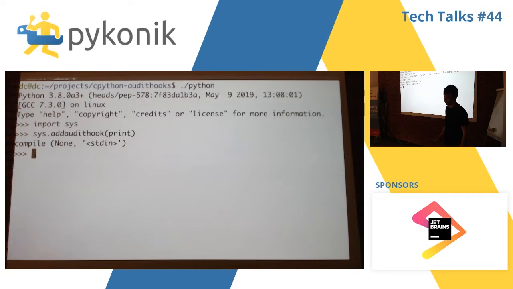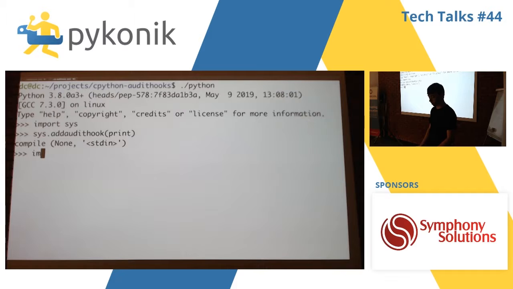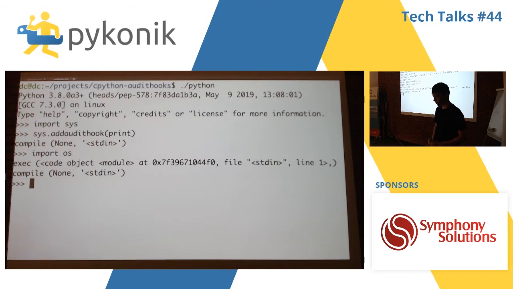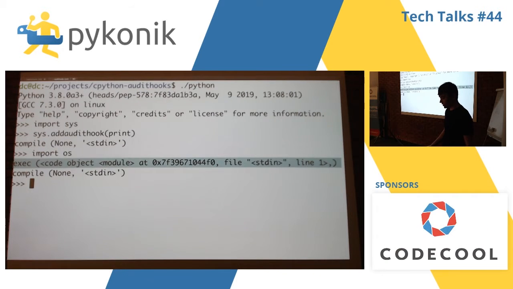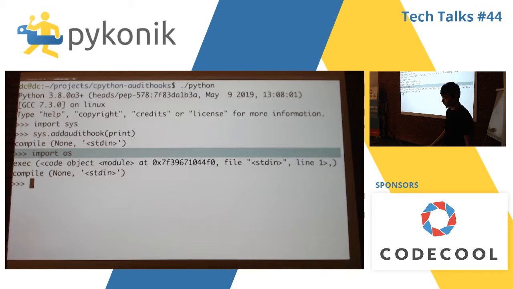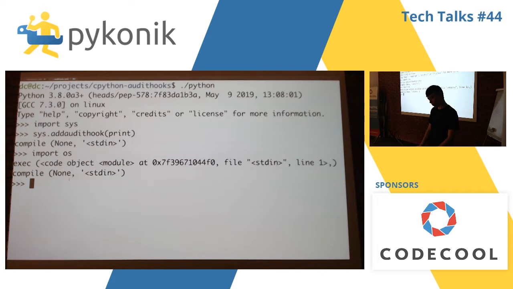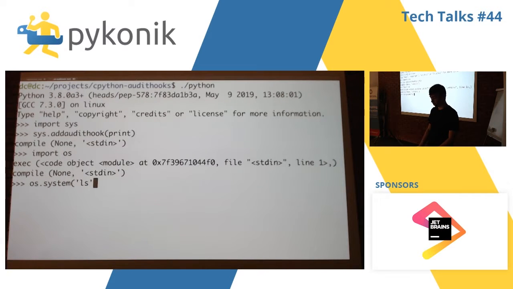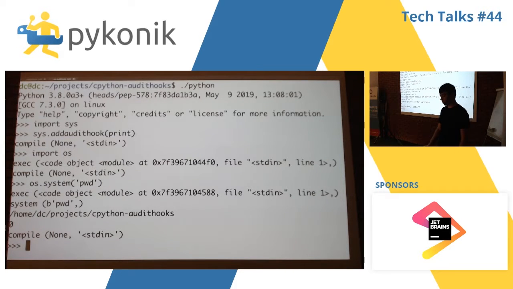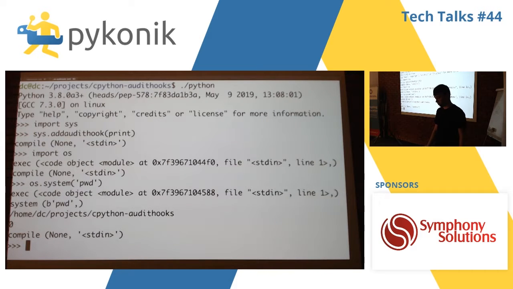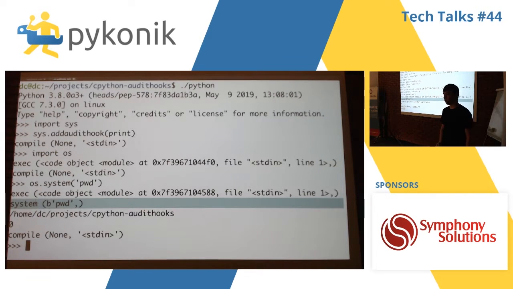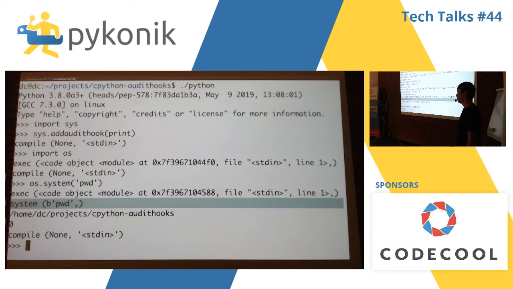So if I try to, for example, import os, then we can see that an exec function was run and a compile function was run, and then it imported the module. I don't understand why we don't see that it imported the module, but let's see, for example, accessing os.system and running pwd. Here we can also see the exec, and then we can see the system call with the argument that was provided. So this would let you filter whatever is happening inside of CPython.